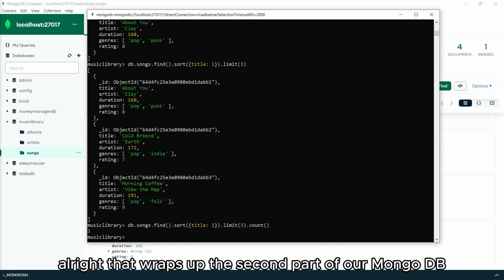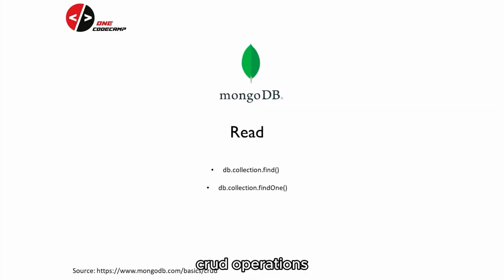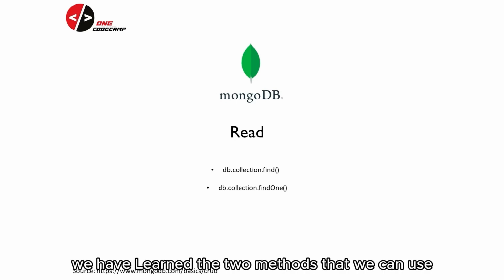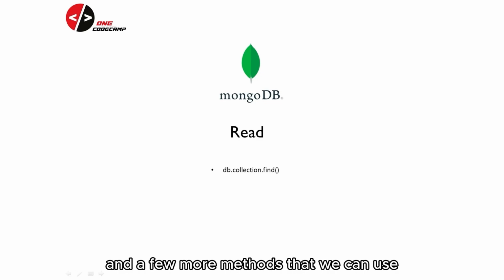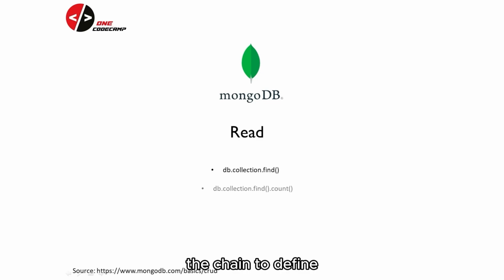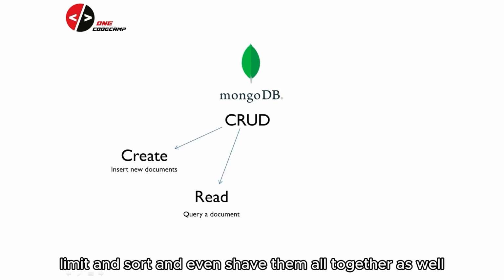Alright, that wraps up the second part of our MongoDB CRUD operations. We have learned the 2 methods that we can use to read documents, and a few more methods that we can chain to the find method to count, limit, and sort, and even chain them all together as well.